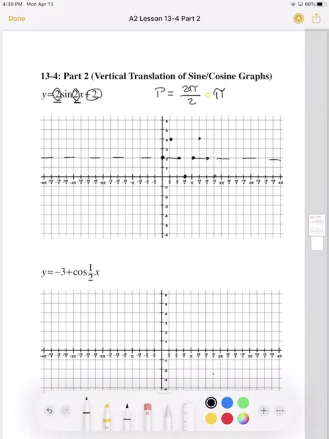When you do your homework, just continue your pattern just like I'm doing here. You don't have to go into the negative zone over here, so don't worry about that. You don't have to do that.